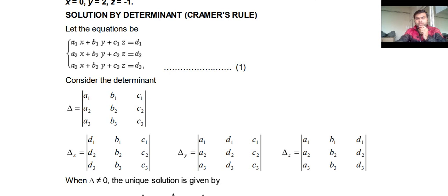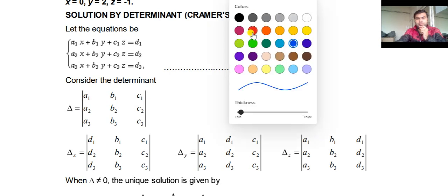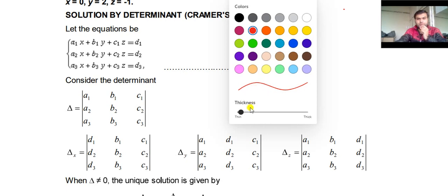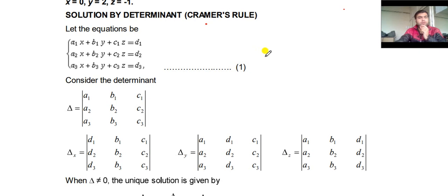So today we are going to discuss Cramer's Rule. Cramer's Rule is widely used for solving linear equations. This method uses determinants for the solution of linear equations.